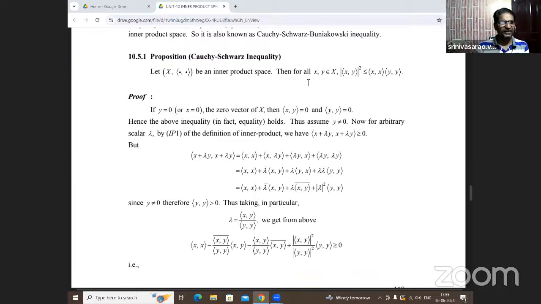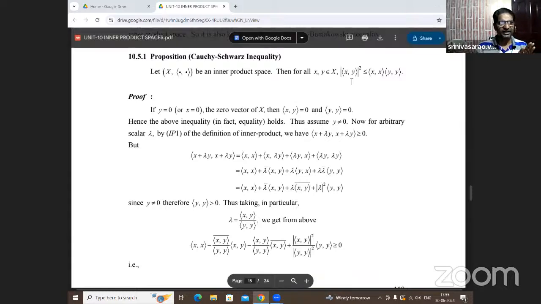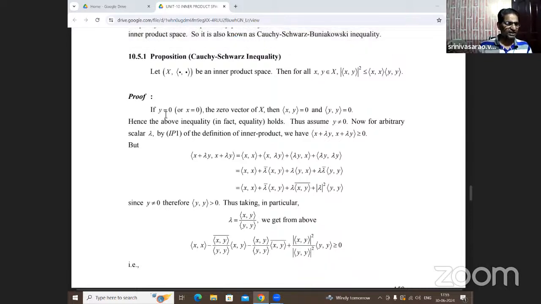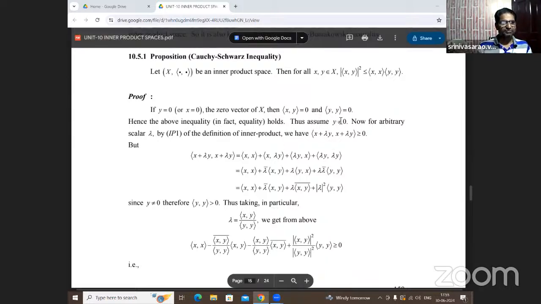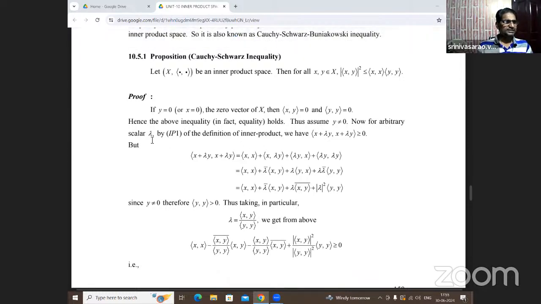The statement is already well defined. If any vector is 0, then automatically either the left-hand side or the right-hand side is 0, so both are 0. So case 1 is verified. Now suppose y is not equal to 0. That is the second case. Our assumption is y is non-zero, and we take an arbitrary scalar lambda, which is one of the scalars.